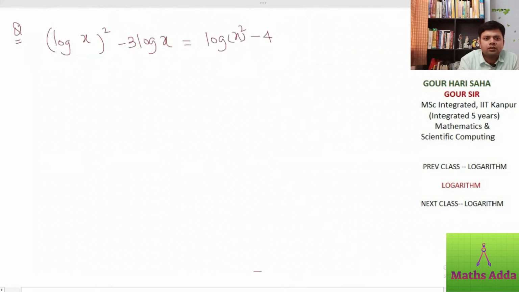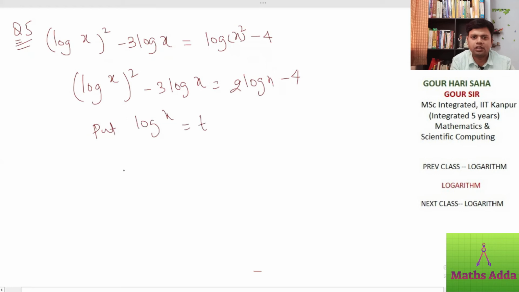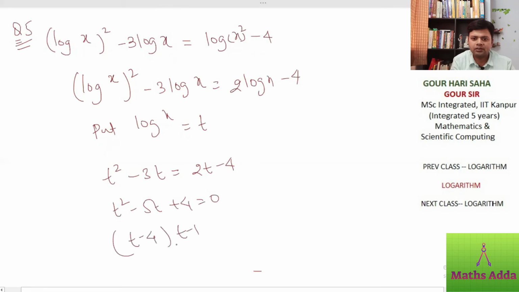Next. This is question number 5. So it is log x square. Put log x is equal to t. So t square minus 3t is equal to 2t minus 4. This is t square minus 5t plus 4 equal to 0. t minus 4, t minus 1 equal to 0. This means t is equal to 4 and 1.